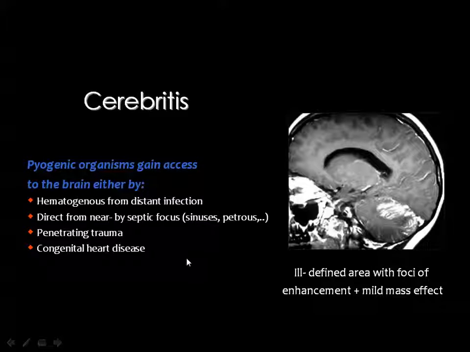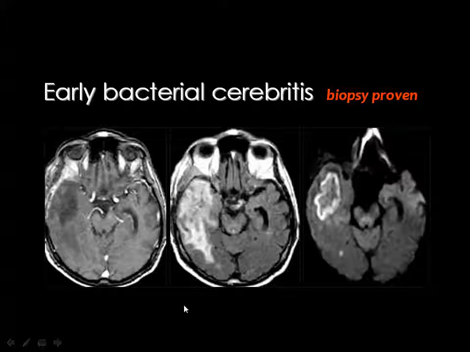And penetrating trauma may also help to introduce organisms into the intracranial space. Also, septic emboli from congenital heart disease may have a role. Early bacterial cerebritis is difficult to diagnose. In the early stage, you can see only a lesion which is hypodense on the CT scan and low signal on the MRI, and if you inject the contrast media, it will not enhance.